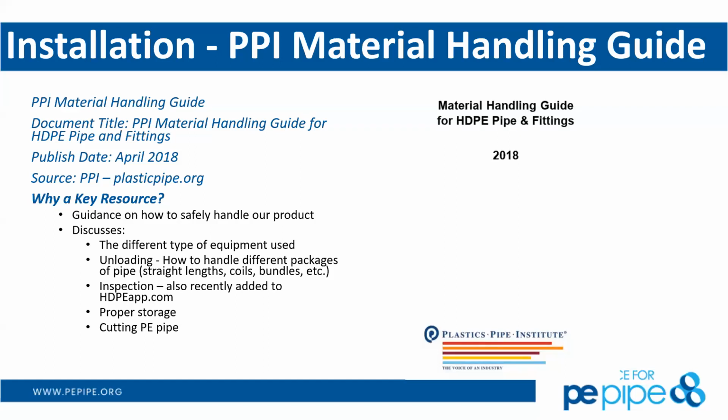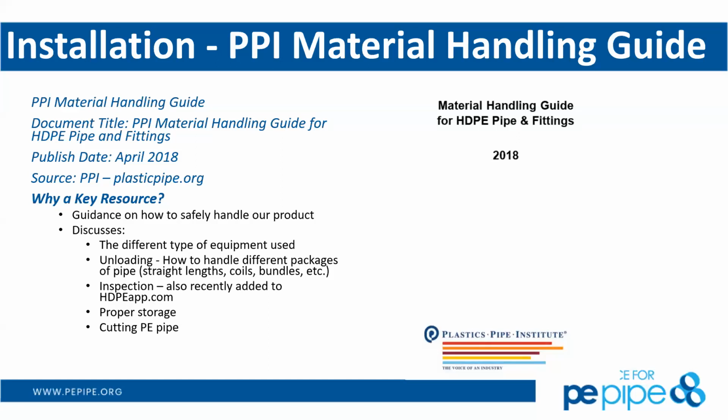PPI Material Handling Guide. This is a fantastic guide because polyethylene, because it comes in 50-foot joints or 40-foot joints, typically, normally 50, has a little bit different handling than you might have used for other materials. So just to understand how to handle it, how to load it, how to ship it, how to unload it when it gets to the job site is extremely important. Not just to protect the pipe, but also for safety considerations as well.